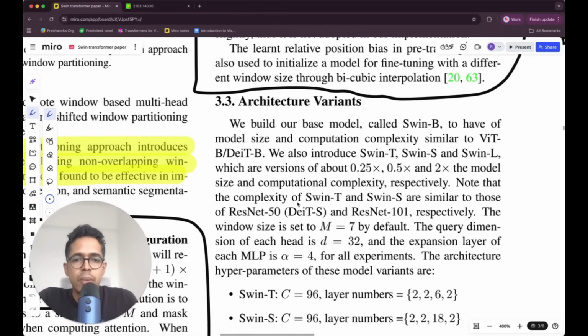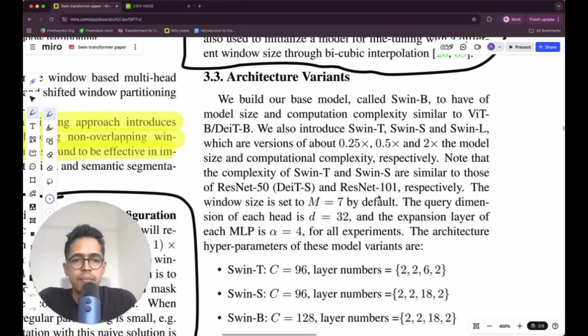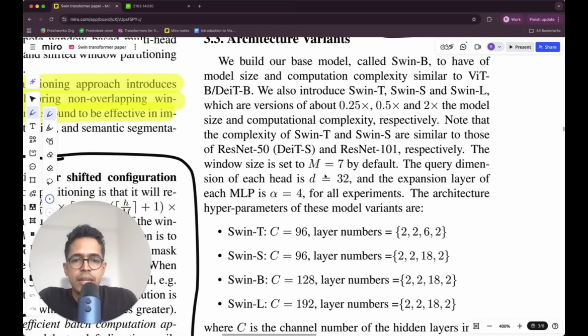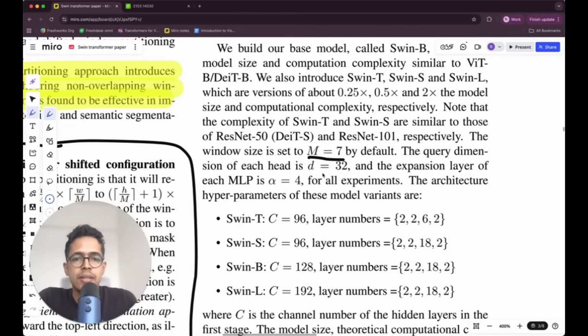Note that the complexity of Swin-T and Swin-S are similar to that of ResNet-50 and ResNet-101. The window size is set to M equal to 7 by default. The query dimension of each head is d equal to 32. And the expansion layer of each multi-layer perceptron is alpha equal to 4. So the projection in the multi-layer perceptron is 4x the dimensionality of the input embedding for all experiments.